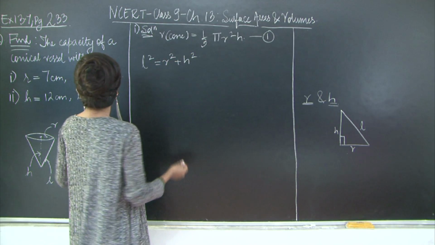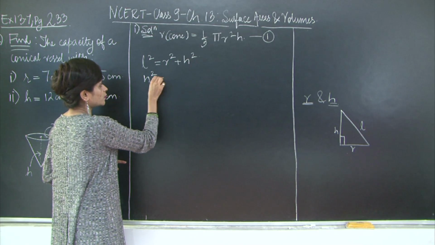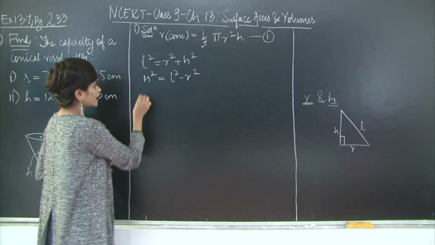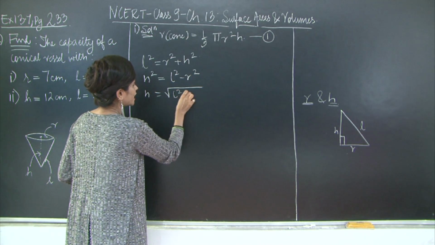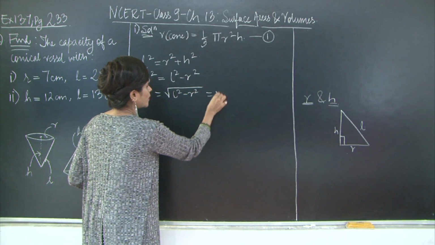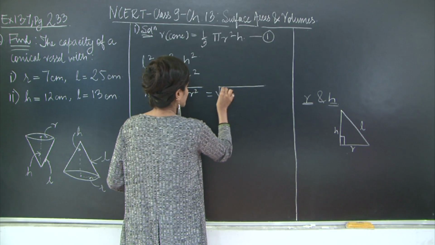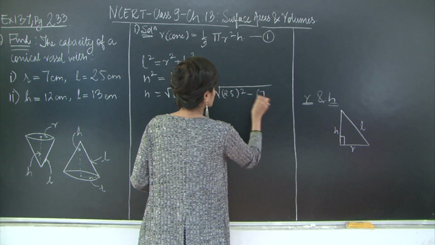What do we need to find? We need to find H. So I take H on the left hand side, H square, and I say L square minus R square. Therefore, H is going to be the square root of L square minus R square. So let's substitute the values for L and R. This is going to be 25 the whole square minus R, which is 7, the whole square.